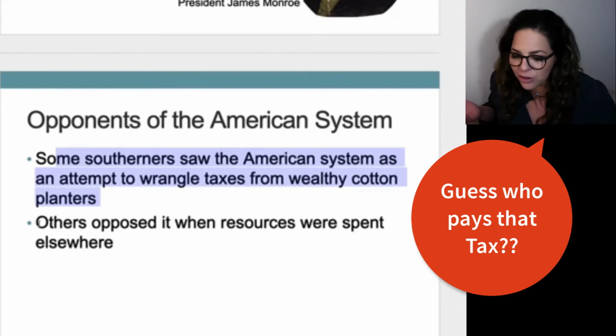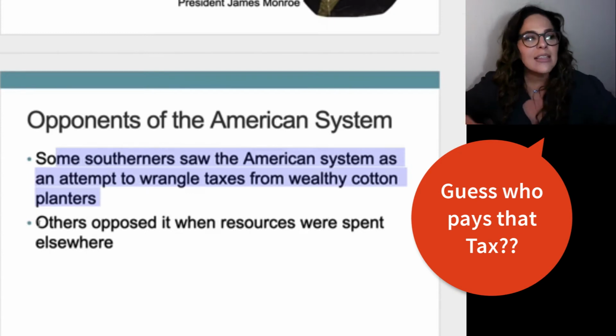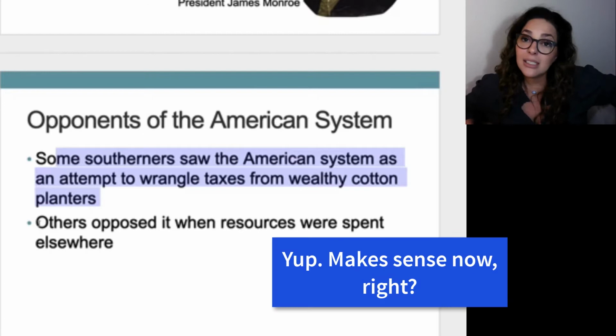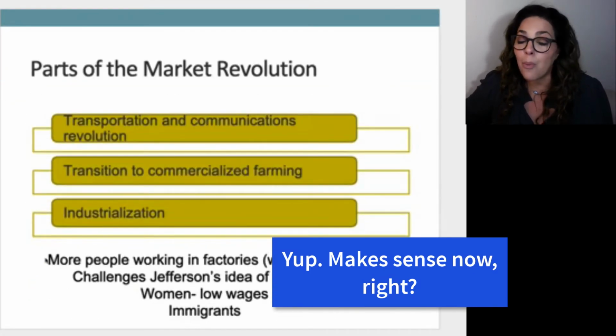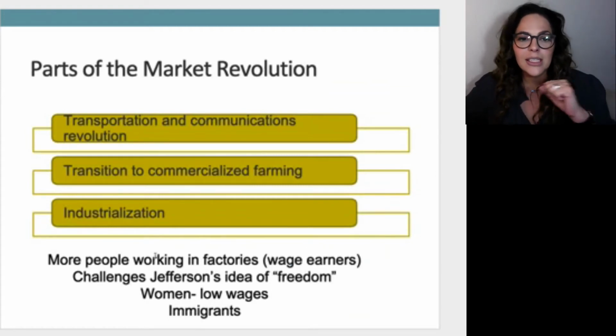And so Southerners are going like, wait a minute. So we're paying for these taxes, and you're taking the money and improving the North. How is that fair? It's not. And so, from the beginning, there's a lot of people opposed to it. So, just some things there to consider.